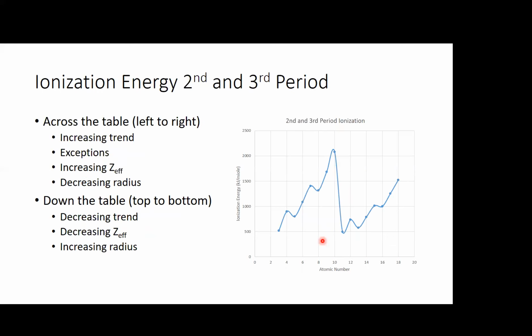So if I drew this for the second and third period now, second period is exactly what I showed you. And I get up here to neon. And then for the next element, which is going to be sodium, there's a giant drop in its ionization energy. Why is there such a big drop?